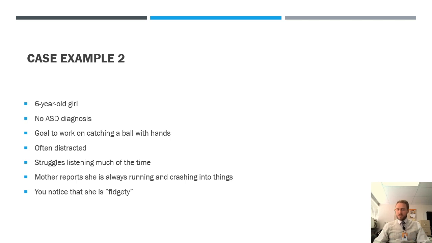So here's the questions. And pause the video if it will be helpful to think about these. Is she a sensory seeker or an avoider? What would you do to facilitate the goal of working towards catching a ball with this girl?